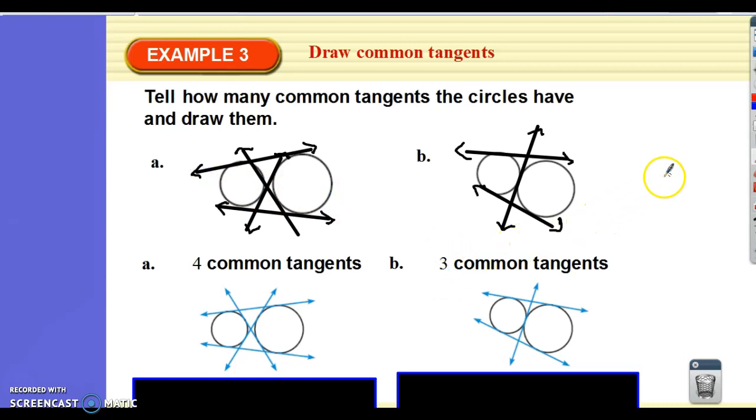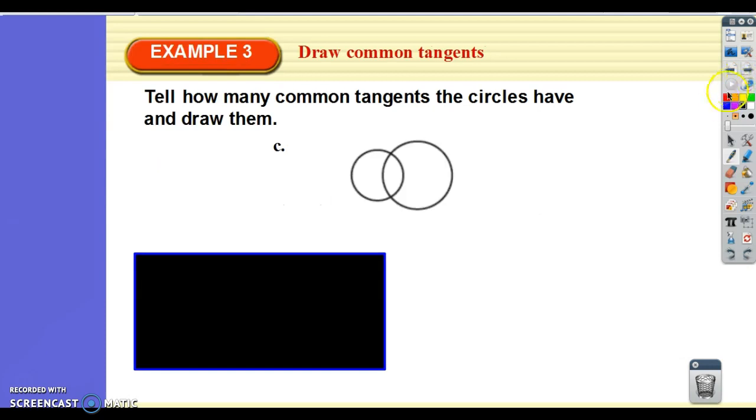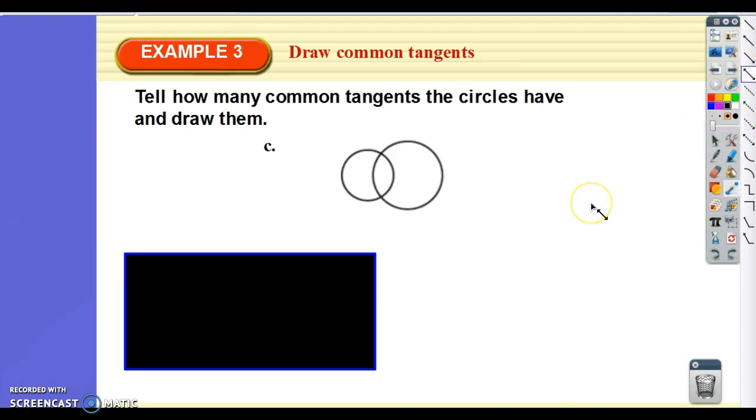And it's a common tangent because it's tangent to both circles with the same line. Tell how many common tangents this circle would have. Think about this one. Take a moment. Think about it, and then we'll go over it. If you need to pause the video, go ahead and pause.